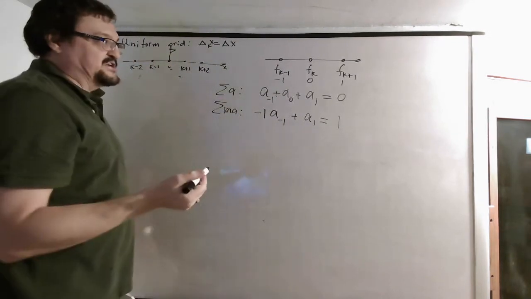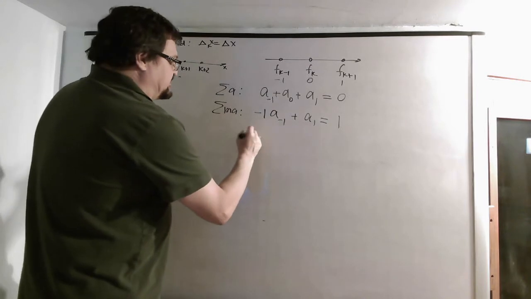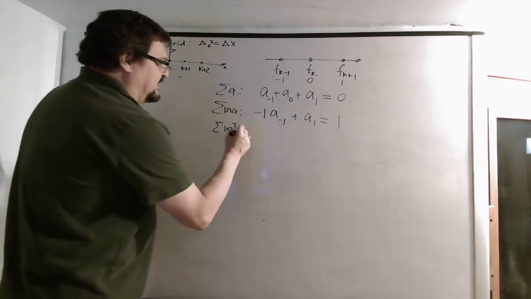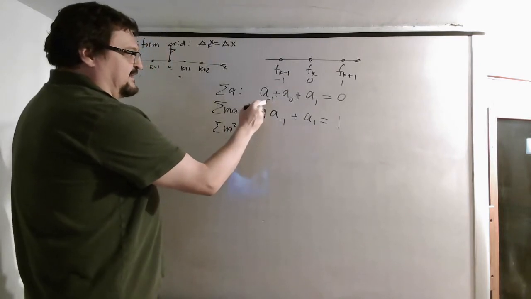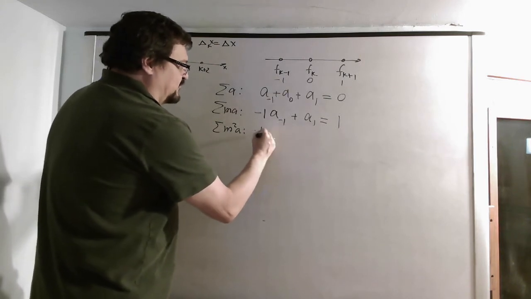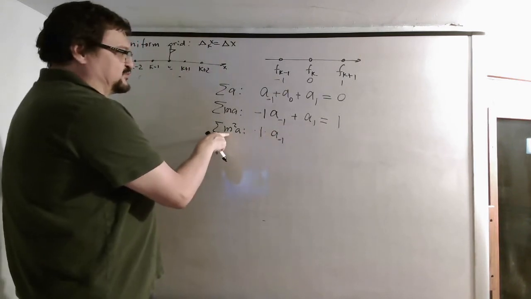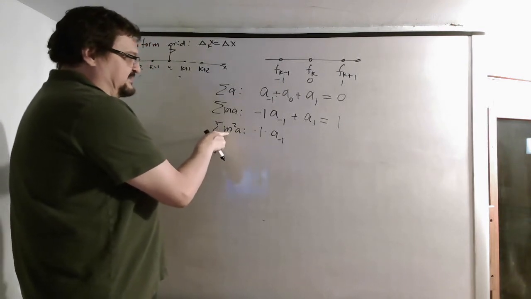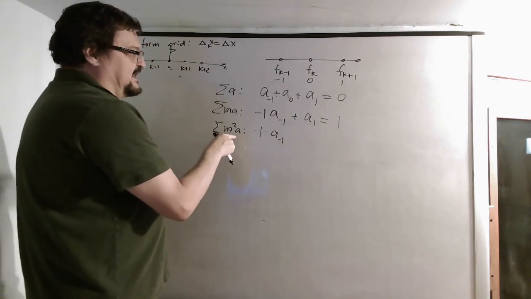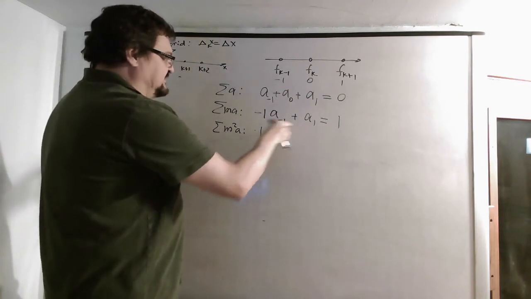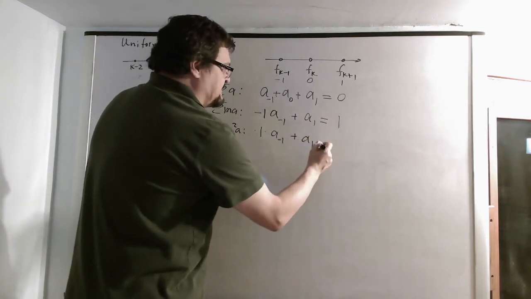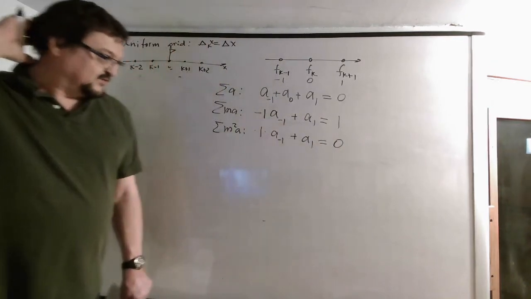And now we have the third equation, which is m squared a, this is high accuracy now. So minus 1 squared is still 1, so 1 times a_{-1}. For m equal to 0, 0 squared is still 0, so there is still no a_0. And then we have a_1, so m equal to 1 squared is still 1, but the right side equals 0, not 1.